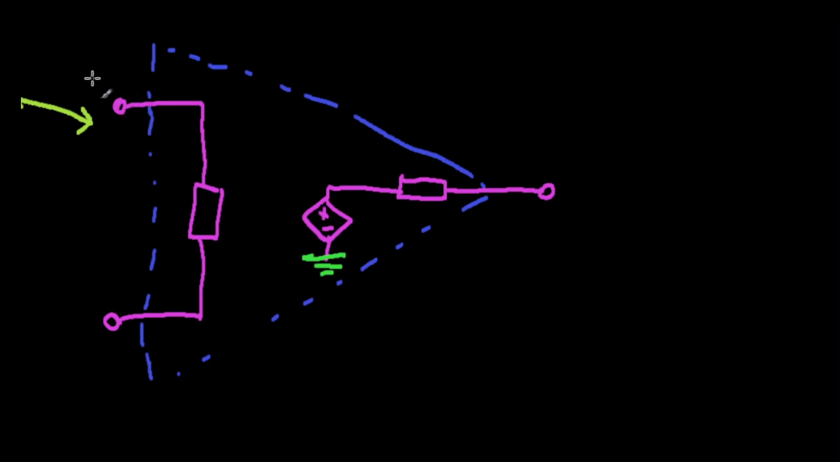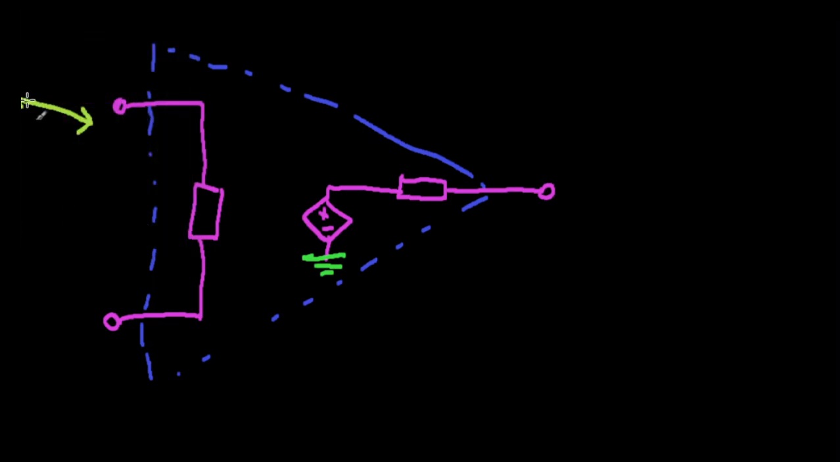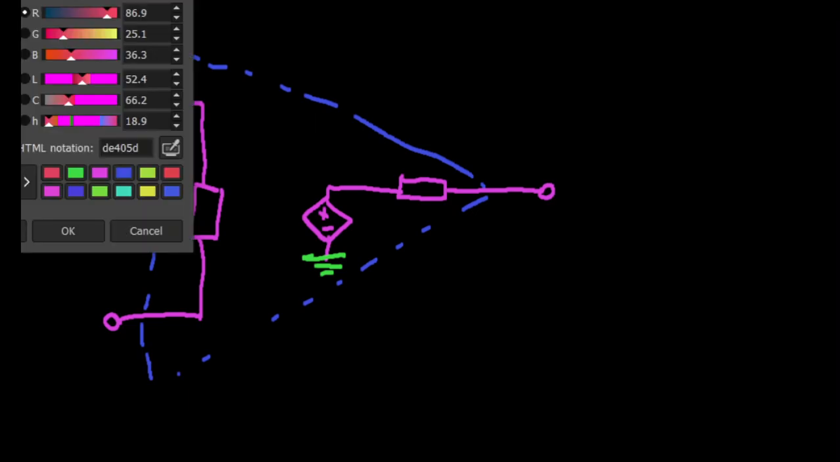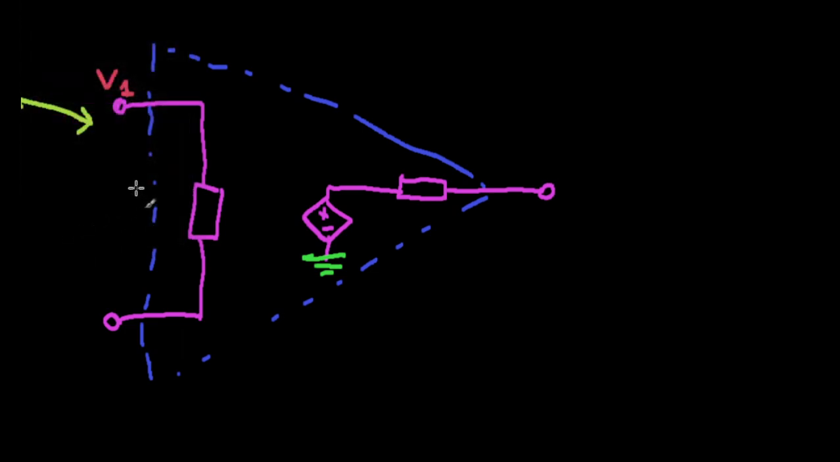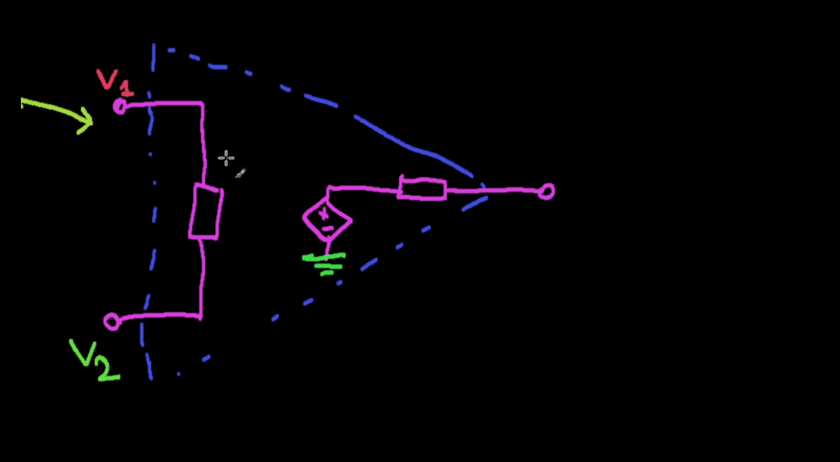And we will assign some symbols. Our inverting input is going to have a potential of V1. The non-inverting one we'll say has a potential of V2. Your input resistance is going to have a value of R sub I, and I'll mention that a bit later.